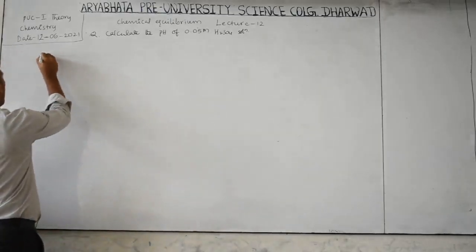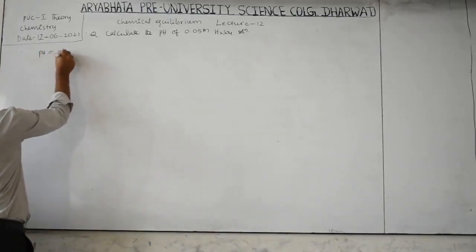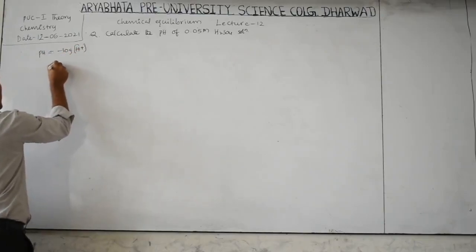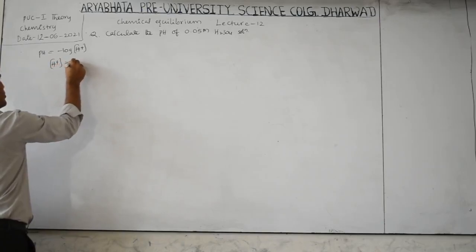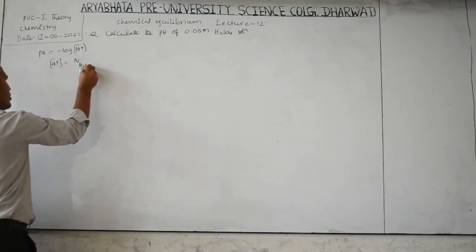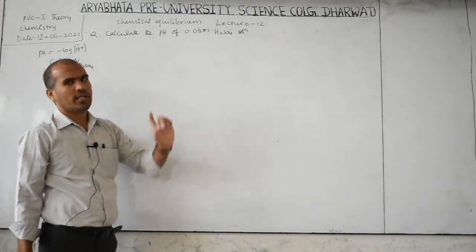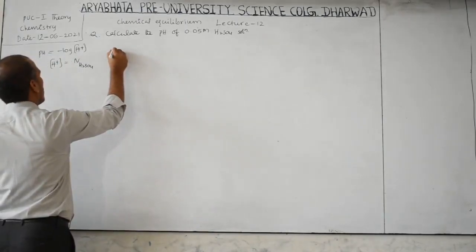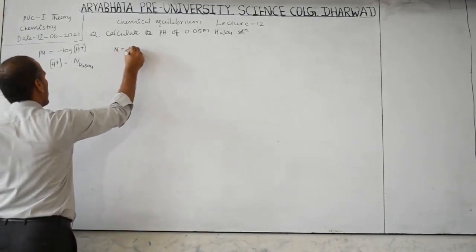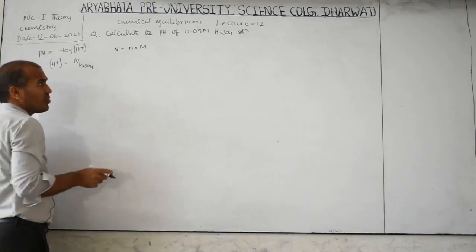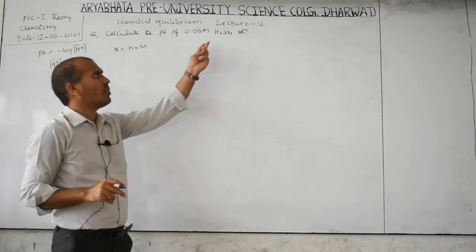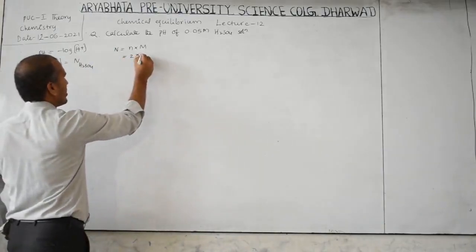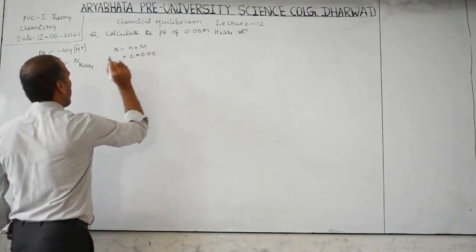Now we know the formula. pH is equal to negative logarithm of H plus ion concentration. This H plus ion concentration is equal to normality of H2SO4, but here molarity is given. Therefore, first you convert into normality. Normality is equal to N into M. H2SO4 N factor is the number of replaceable hydrogen, here 2, therefore N factor 2, then 2 into molarity, that is 0.05.